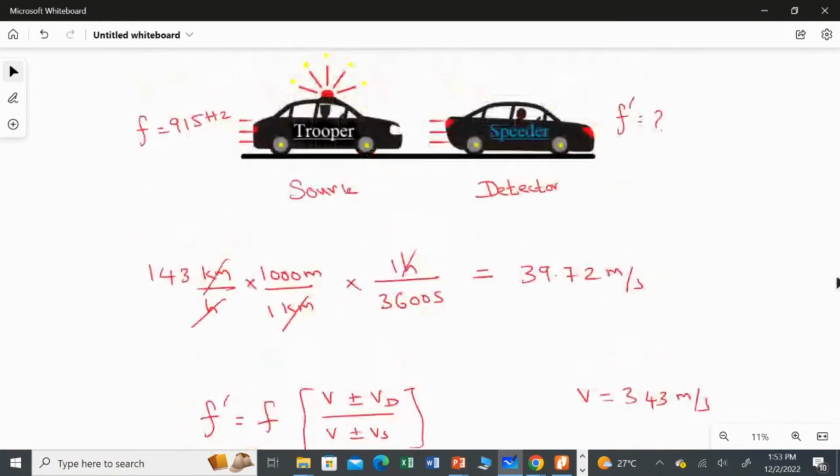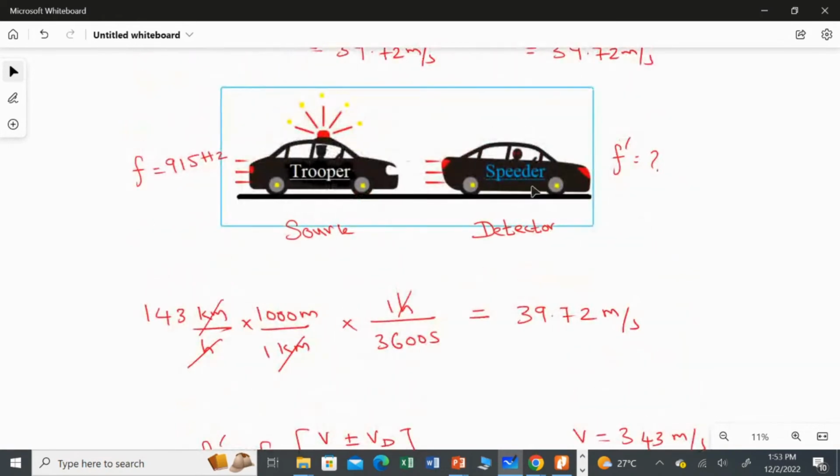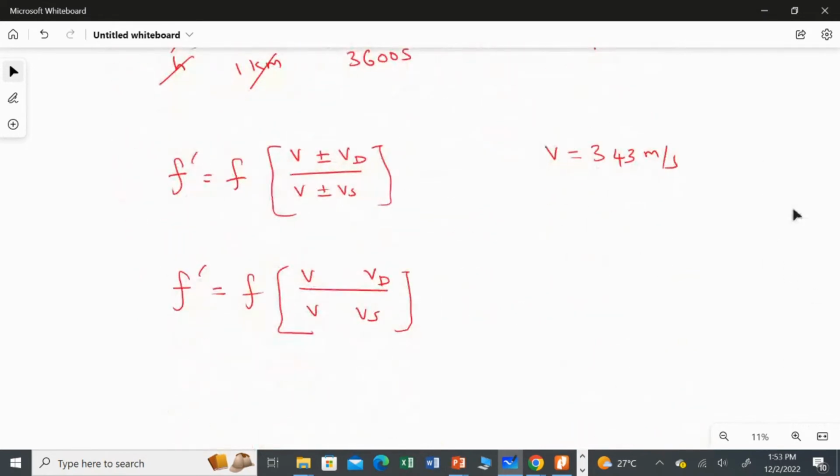So generally, if the trooper is chasing the speeder, that means the speeder is going to hear the frequency more, right? So if you want to get a higher frequency, the positive sign will not work here, because if you put positive here, the denominator will be greater. By that, the answer you are going to get will be smaller. So that means the sign in the bottom should be negative, right? Clear? Okay. Now we have to come for the top.